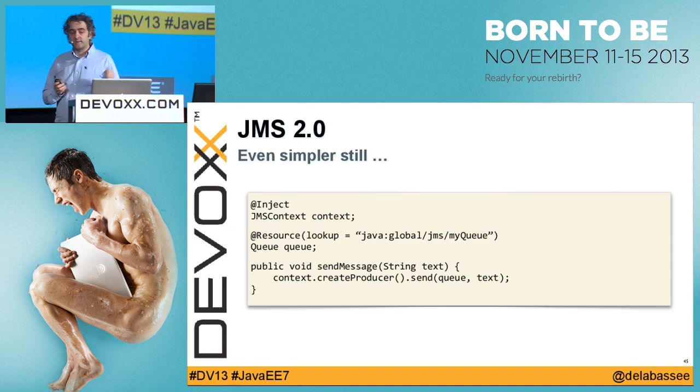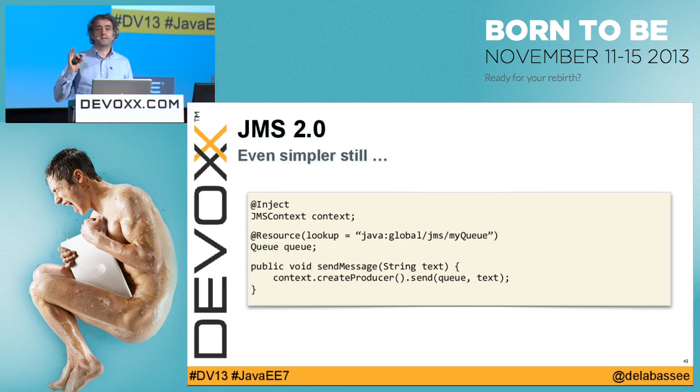Remember that I told you a few slides ago that we have default resources. So if we don't specify any JMS connection factory, we'll get the default one. That's what we are doing here. We just do an @Inject JMSContext, so we'll have a context that is using the default JMS connection factory. And then the rest of the code is the same.